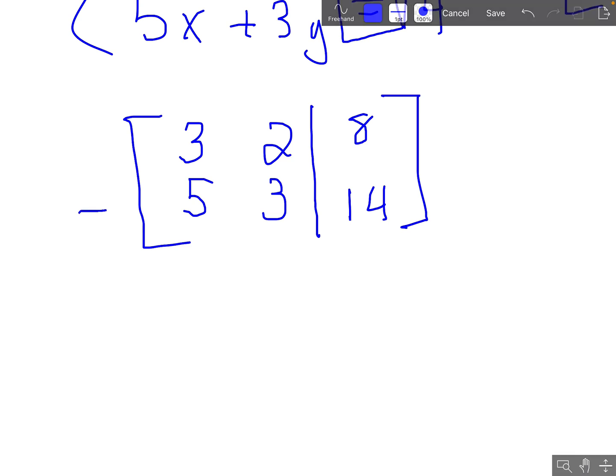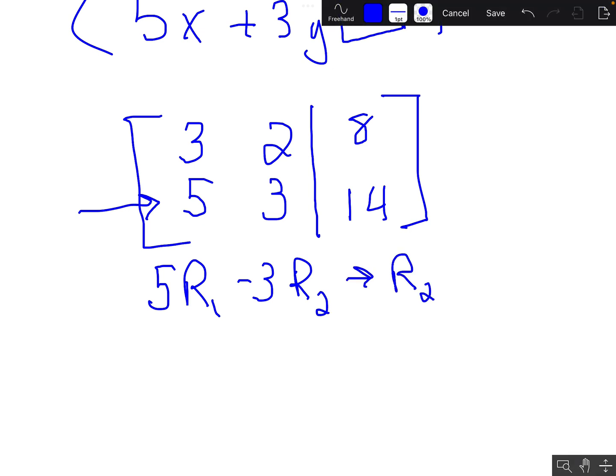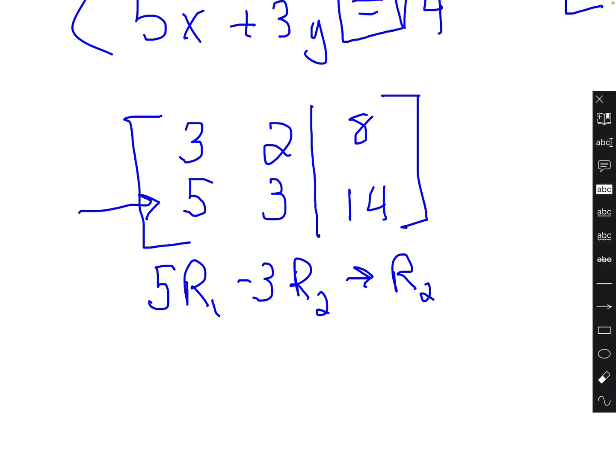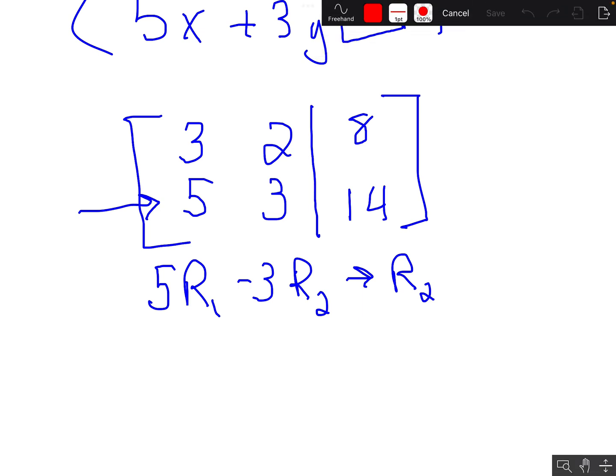So first, I'm going to target my 0 right there. And we know to do that, I'm going to do 5 times row 1 minus 3 times row 2. And I'm going to plug that in for row 2. All right, so we know how to do this already. I'll just switch colors so I can do my math. 3 times 5 is 15. 2 times 5 is 10. 8 times 5 is 40. And then on the second row, negative 3 times 5 is negative 15. Negative 3 times 3 is negative 9. And then negative 3 times 14 is negative 42.